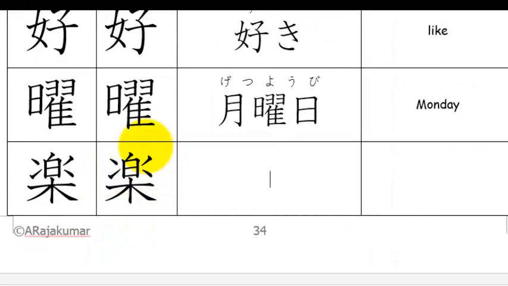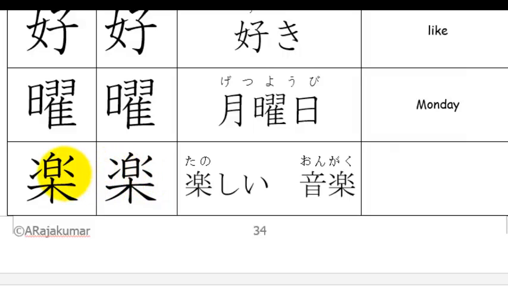There it is. And there are two words we can make with that are very common. The first one is we can use it to make the word for fun, tanoshii. And secondly, it's used in music, ongaku, and I'm going to write both of those just in case you chose one or the other. There they are with the furigana on top. So tanoshii, that's fun, and ongaku, which is music. Let's pop them in English, fun or music. And that's page 34.